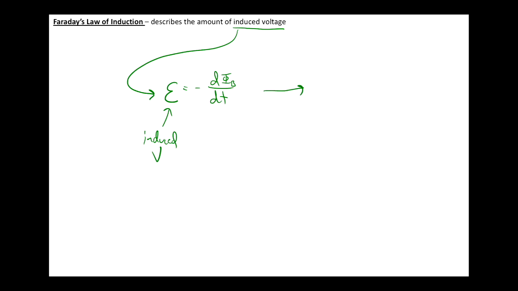And we could expand this a little bit. If we have multiple loops of wire that are all connected to each other, this exact effect happens on all of them, which means that if I have two loops, I get two loops.